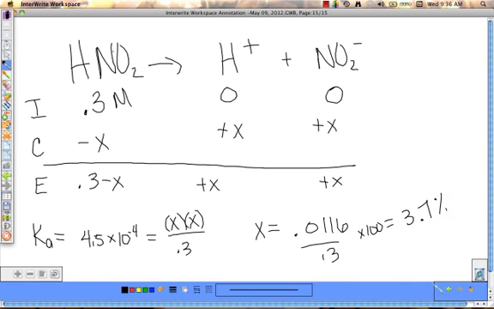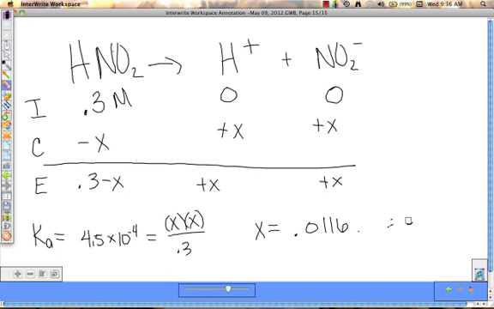Big change. So that's our percent. So that means we're under 5. We can use our assumption and leave that x out. So we can leave x as our answer. So now if x is 0.0116, that means that is also equal to the H plus concentration. So how do we find pH?